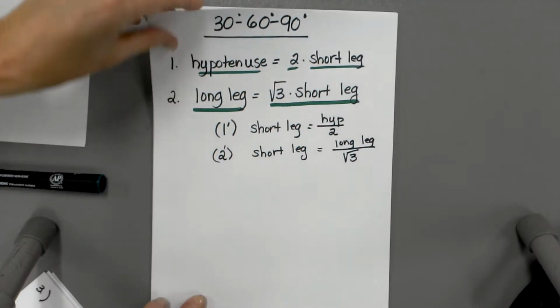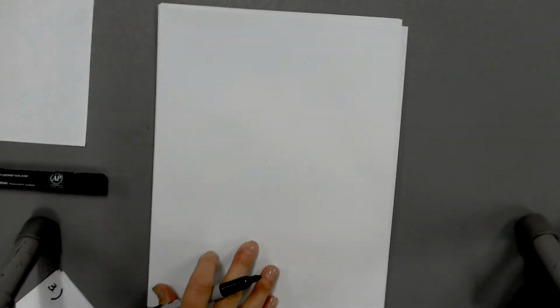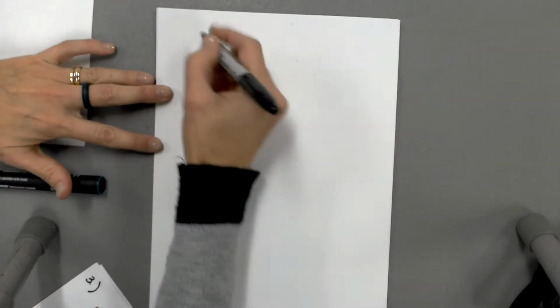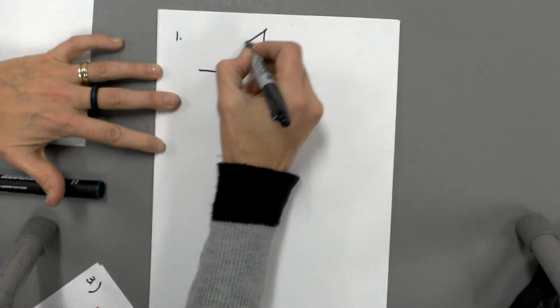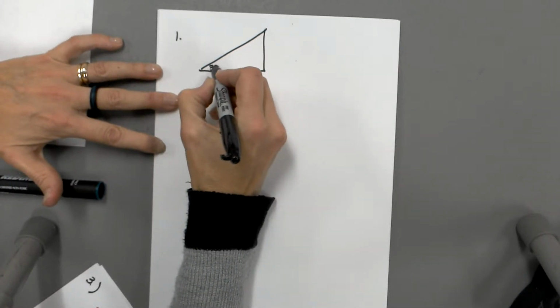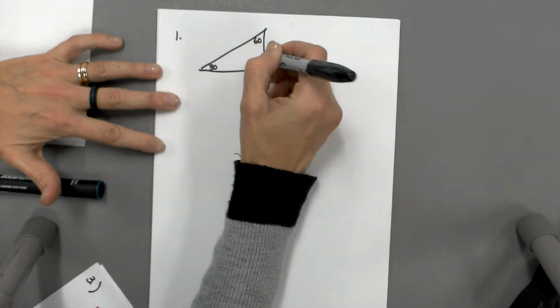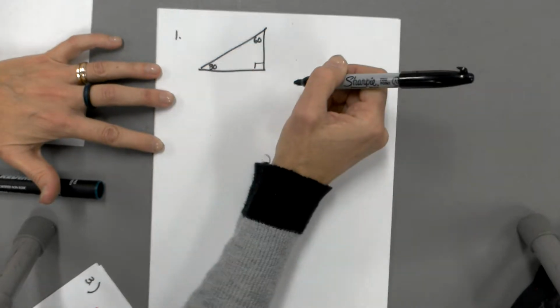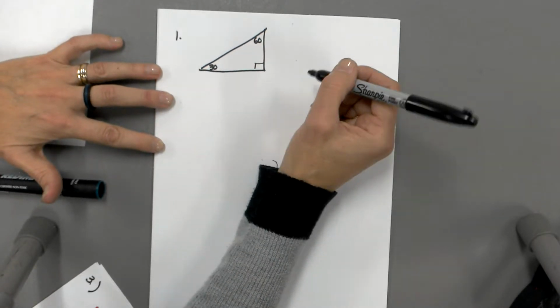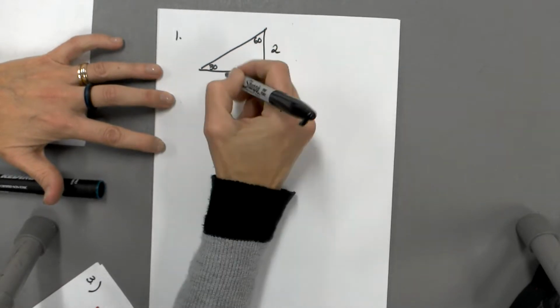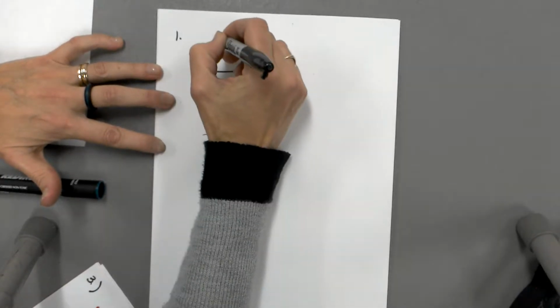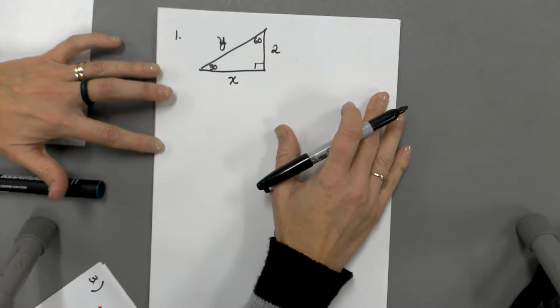So let's look at our first example. It's a 30, 60, 90 triangle, not drawn to scale. We need to make sure we label the angles 30, 60, 90. I'm going to give you that the short leg has a length of 2, and we need to find the long leg and the hypotenuse.